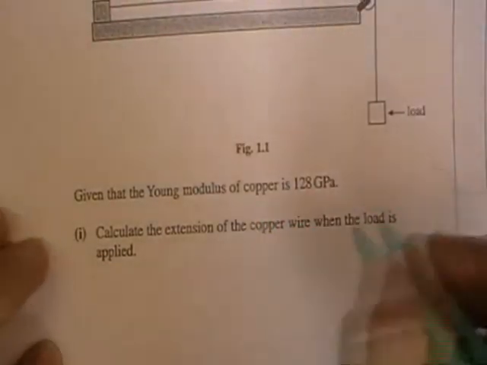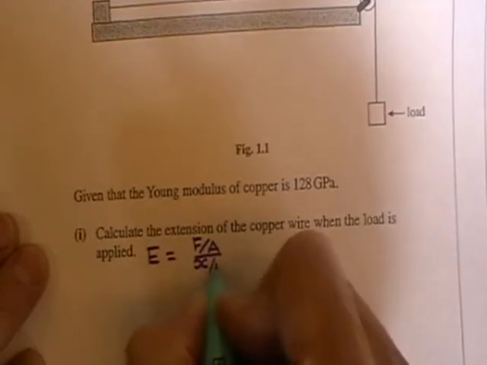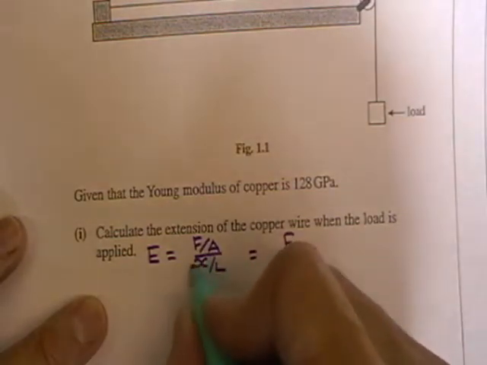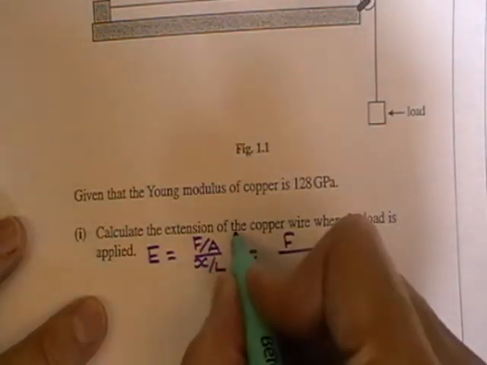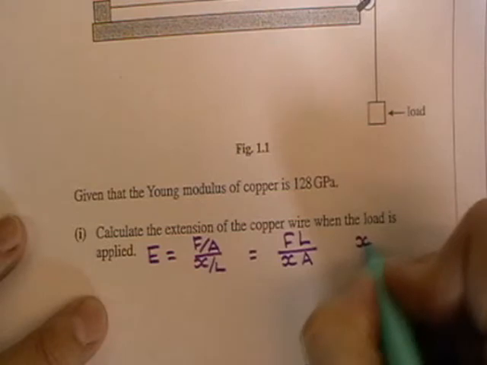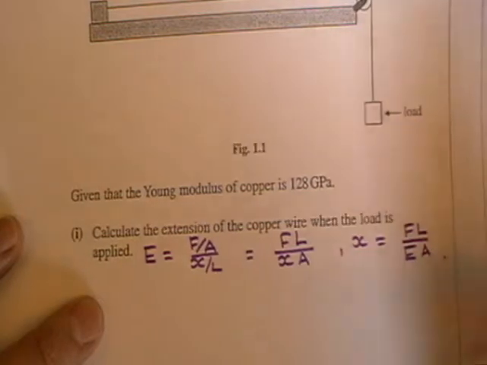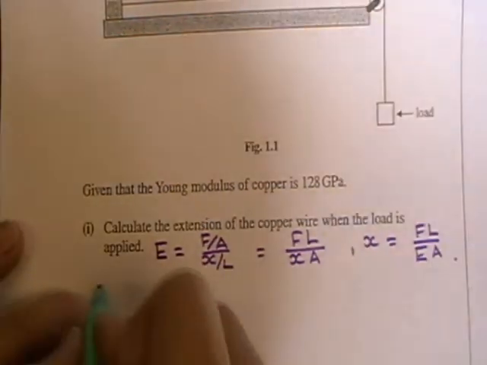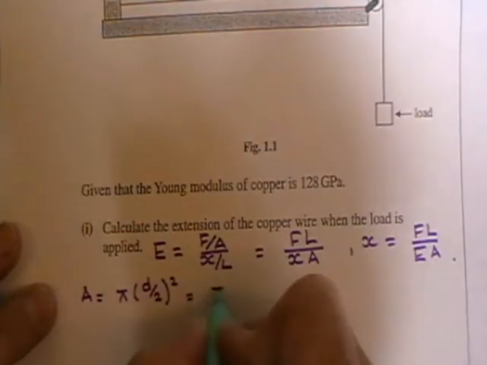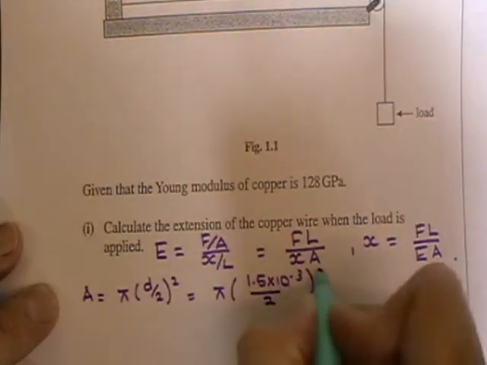So we're going to write down, first of all, we know that Young's modulus is force over area divided by extension over length, and we're looking for extension. So that is force times, remember when you divide by a fraction, it's the same as multiplying by it upside down, so it becomes FL over X times A. And we're looking for X, therefore X is equal to FL over E times A. And then we also know that area is pi times diameter over 2 squared, which is pi times 1.5 by 10 to the minus 3 over 2, and that's squared.